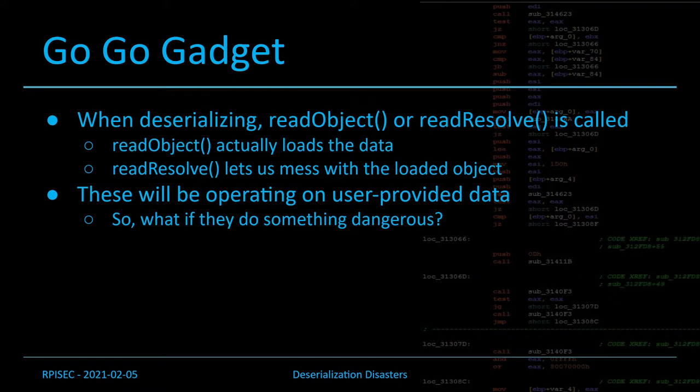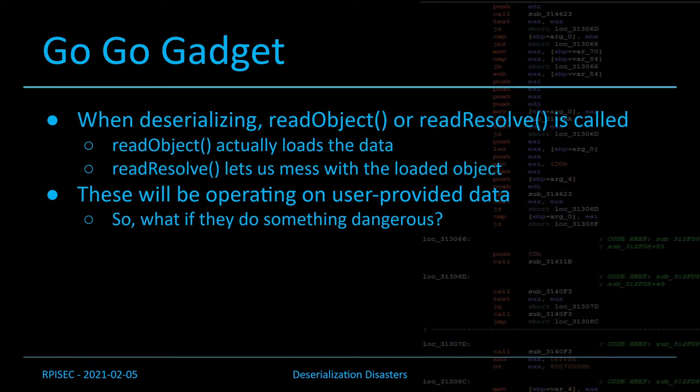So when we're deserializing, either readObject or readResolve gets called. readObject is the thing that, if you want to manually control how your object gets deserialized, you have to implement in there. And readResolve also allows you to do stuff after the object is completely loaded. It might be useful to replace it with an instance of a different class or something like that. So these are operating on user-provided data.